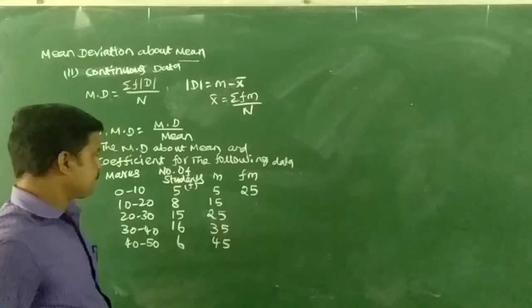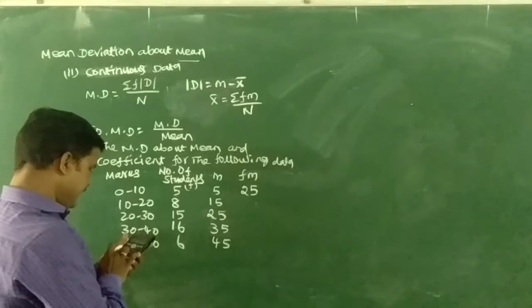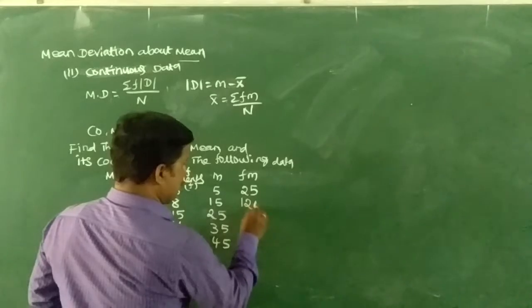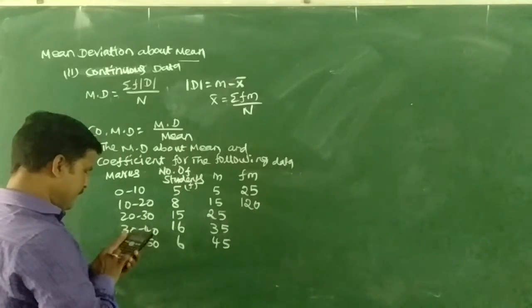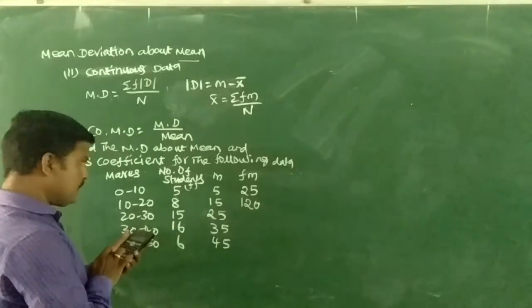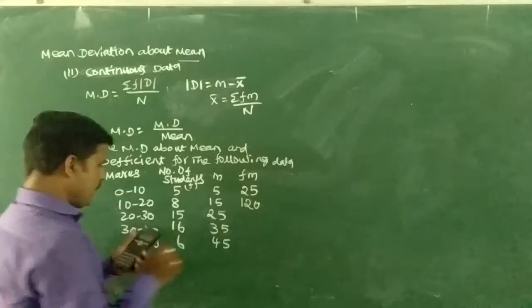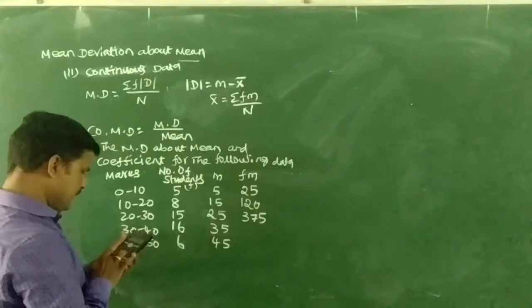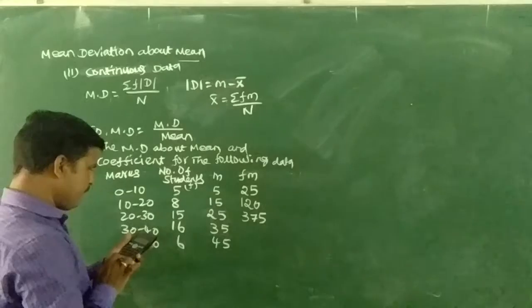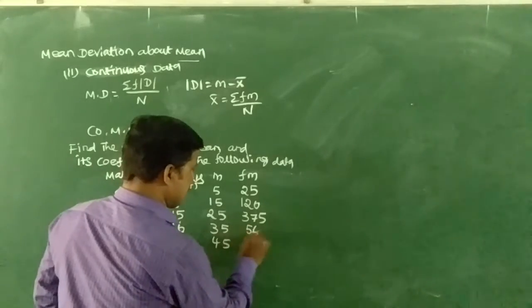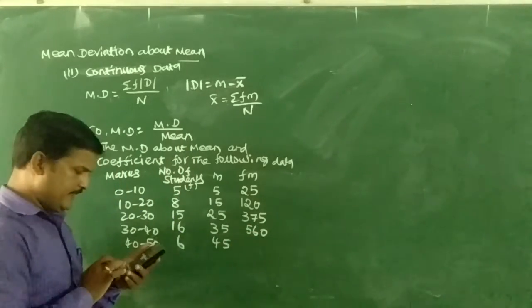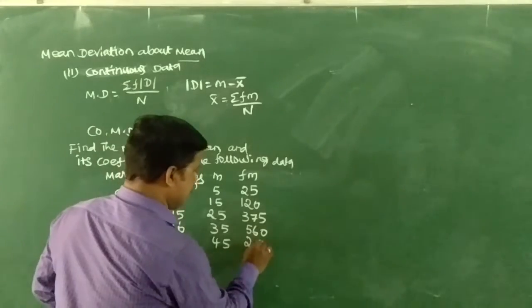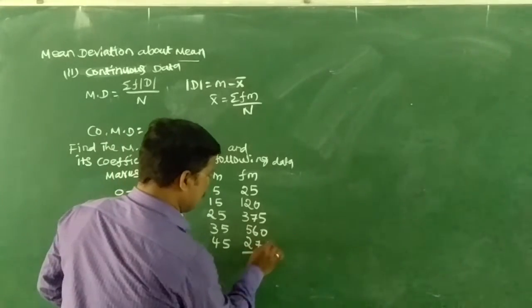Next, 8 into 15, 120. Next 15 into 25, 375. Next 16 into 35, 560. Next 6 into 45, 270.